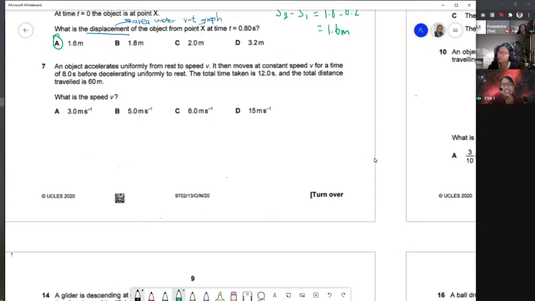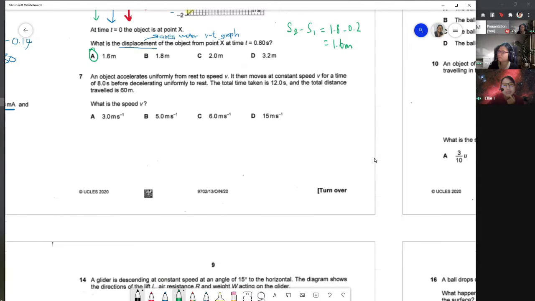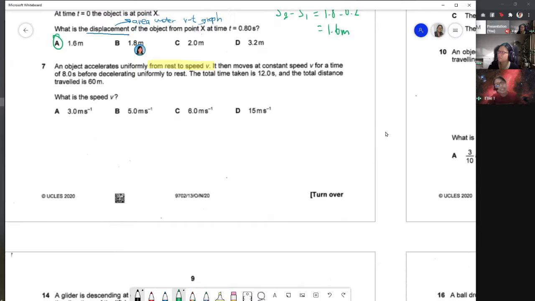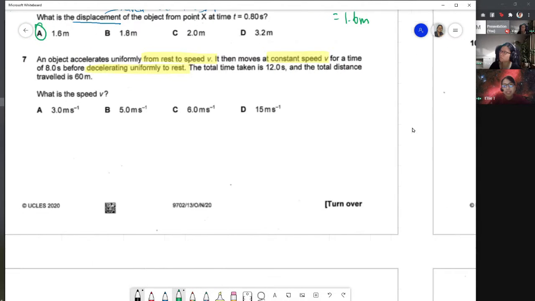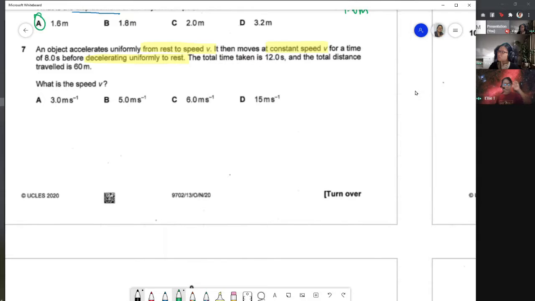Object accelerates uniformly from rest to speed v, then it moves at a constant speed for some time, 8 seconds. And then part 3, decelerates uniformly to rest. Wow, also got 3 parts of the journey already. Total time, 12 seconds. Total distance, 60 meters. Draw graph, please, because my brain cannot handle 3 different things.